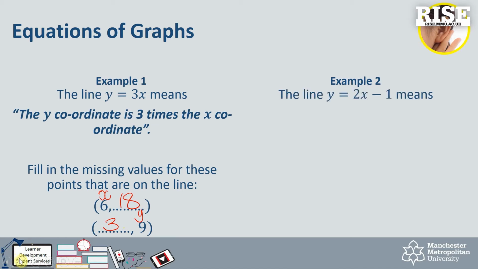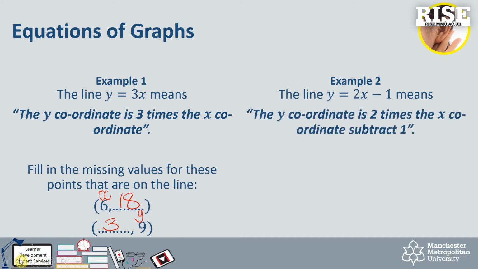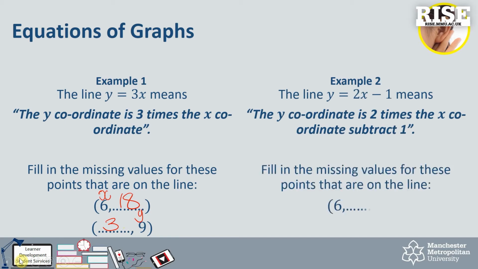Let's see another example. What about the line y equals 2x take away 1? Well, that just means the y coordinate is 2 times the x coordinate and then subtract 1. So if I had an x value of 6, the y coordinate would be 2 times that 6 and take away 1. That gives me 11.